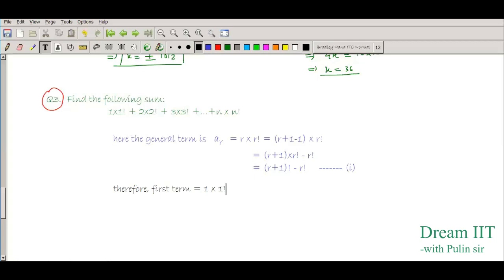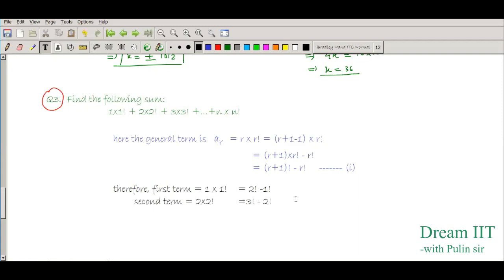Let me write once more these things. This can be written as what? Look at the form. If it is a r, then it is r plus 1 factorial minus r factorial. So if it is 1, I should get 1 plus 1 factorial, that is 2 factorial minus 1 factorial. Just please check it. Then write the second term. Second term is equal to 2 times 2 factorial equals 3 factorial minus 2 factorial. I just want to write them exactly below each other so that I can get a comparison.